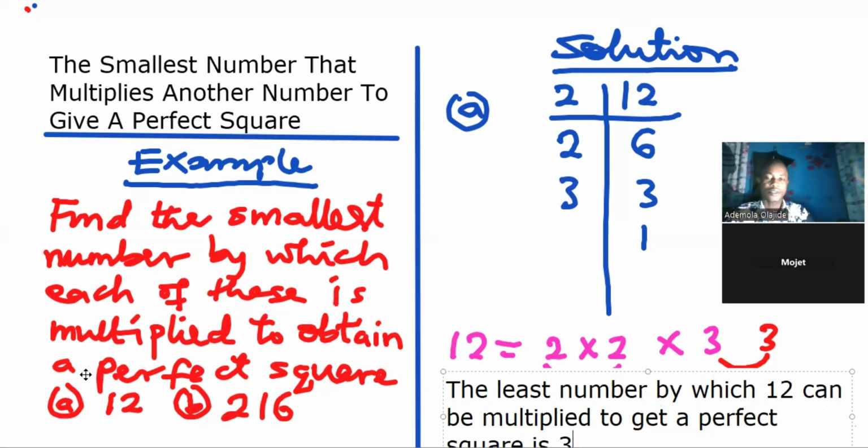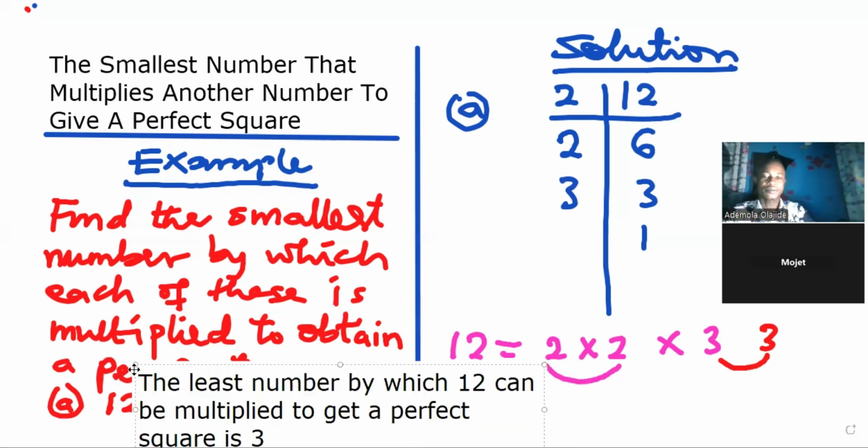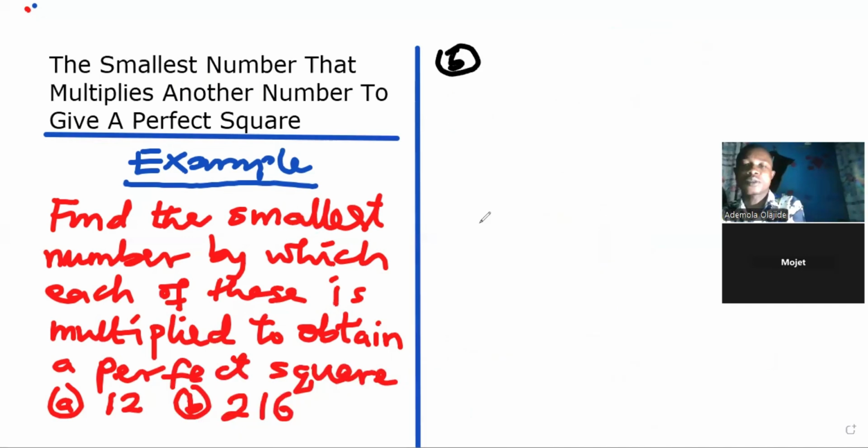Let me put it here for you to see. Can you see it here? Oh, yes. Okay, so you make that conclusion like that. The least number by which 12 can be multiplied to get a perfect square is 3. If you use 3 to multiply 12, it will give you 36.